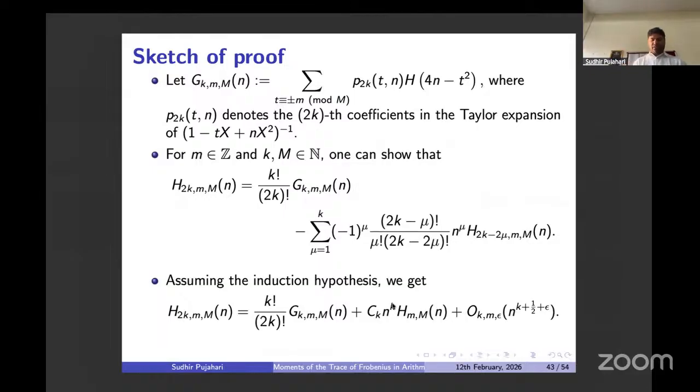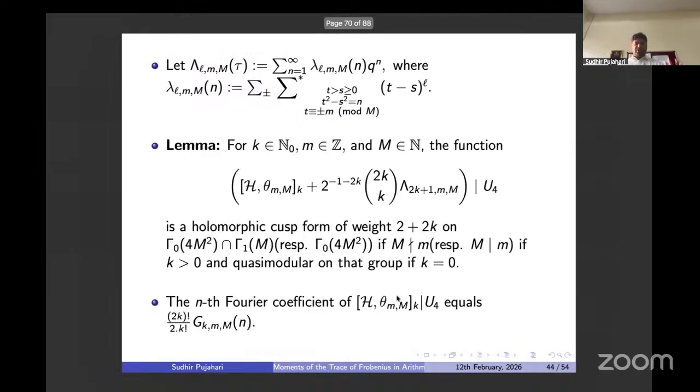And now using the relation by Birch and Eichler, we can go back to the even moment of the trace of Frobenius, and we can show the main term is basically the Catalan number. So this is how we, I mean, I am putting a lot of things under the carpet, but nevertheless, this is a very, very brief sketch of how we can obtain the even moment.